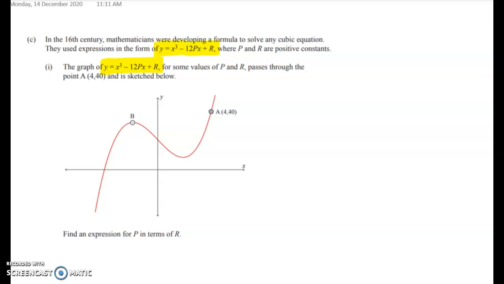So here we're given a specific case in which we've got a graph of this function, and we're told that it passes through point A, and point A is at (4, 40). So this is kind of like the warm-up part, and it says find an expression for p in terms of r. So what I have to do here is to take this point, (4, 40), substitute it in here, and rearrange to get p equals blah, blah, blah. So let's do that now.